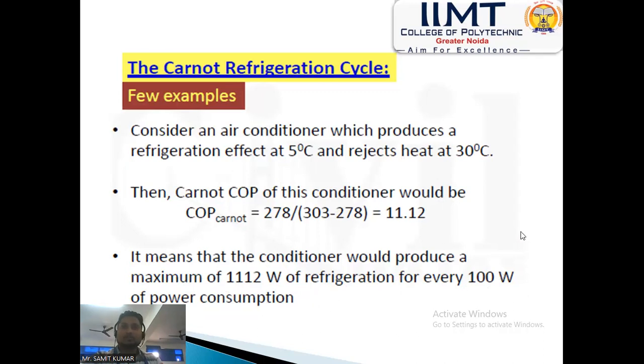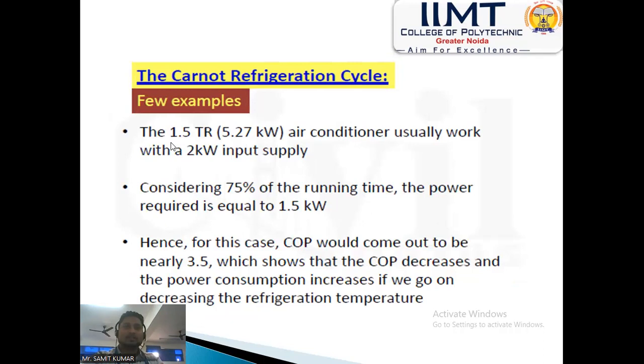After that, another example: here 2 kilowatt is input supplied to the refrigeration system. It will give an output of 1.5 tons of refrigeration, which in terms of kilowatt is 5.27. The next example considers 75% running time of the cycle, where the power consumed equals 1.5 kilowatt, which we get from the experiment.